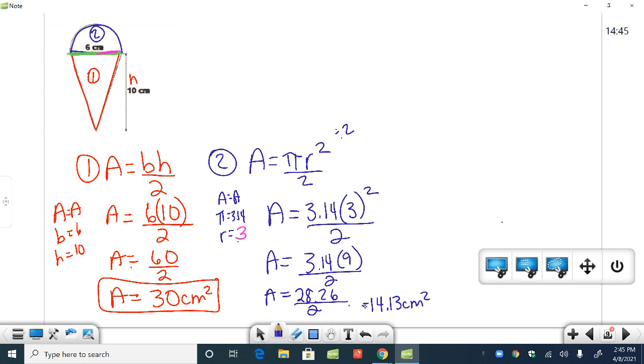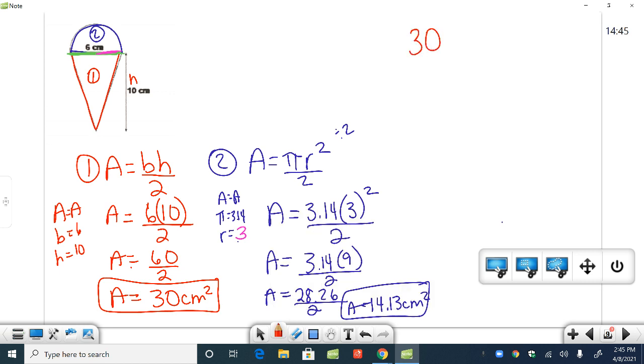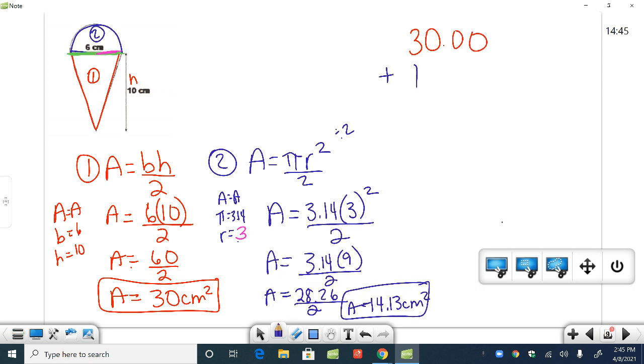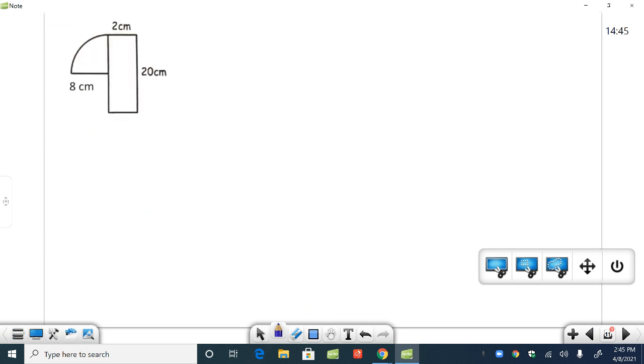It's just like the last one. All right, so let's take shape number 1. We get 30. We're putting all of our math skills together that we've learned this year. So adding decimals, multiplying, exponents, dividing, all kinds of different things, following the order of operations. And we get 44.13 centimeters squared.